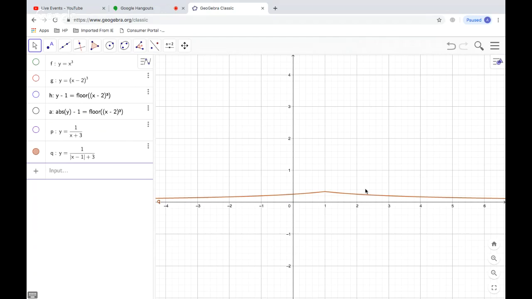Then we take the floor of the whole thing, correct? So we can say y is equal to floor of the whole thing.